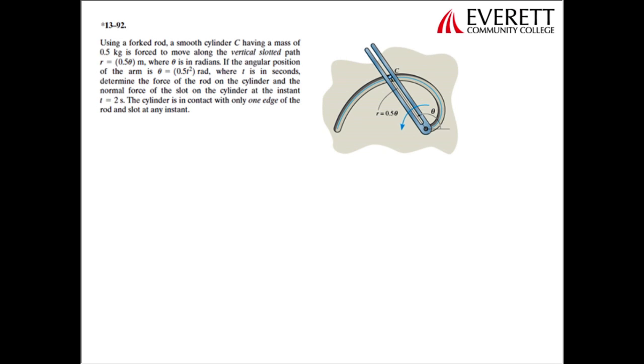So first of all, let's look at the problem. The problem is 13-92. The statement says, using a forked rod, a smooth cylinder C having a mass of 0.5 kilograms is forced to move along the vertical slotted path. Vertical slotted, that's important, so I underline that. r is equal to 0.5 theta, so we're going to start our givens here. We have the radius is equal to 0.5 times theta, in meters, where theta is in radians.